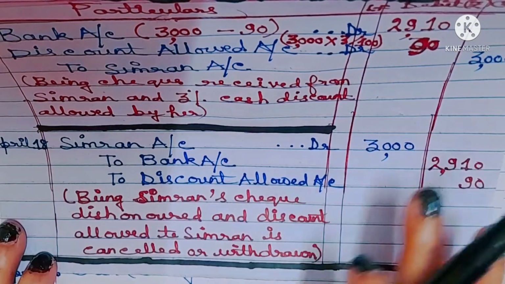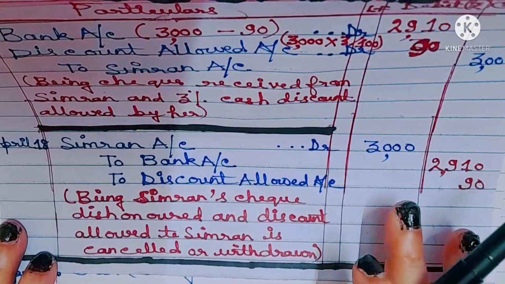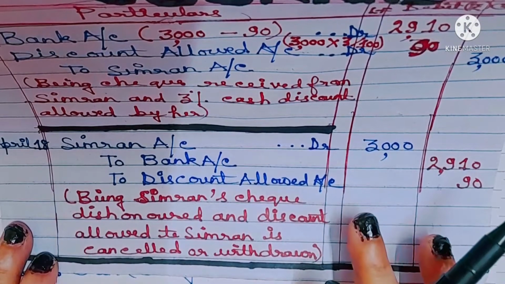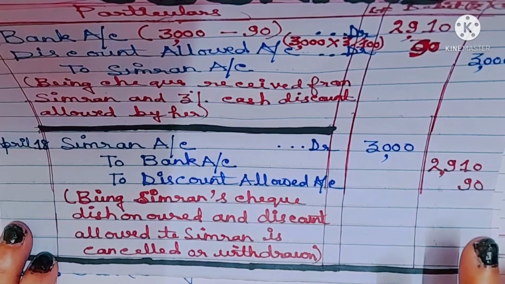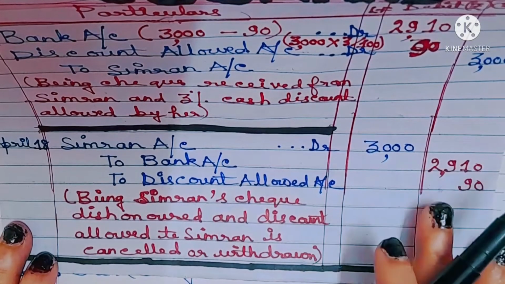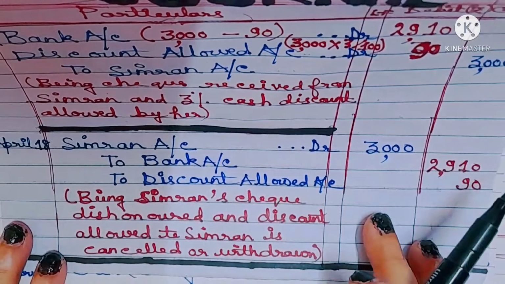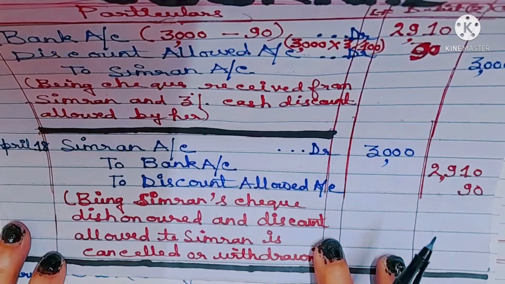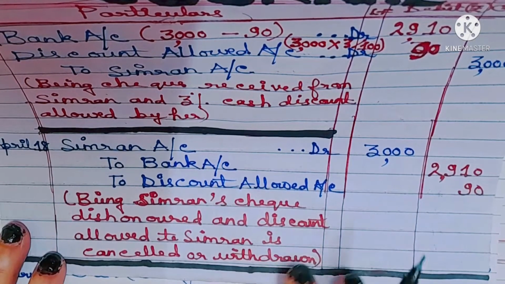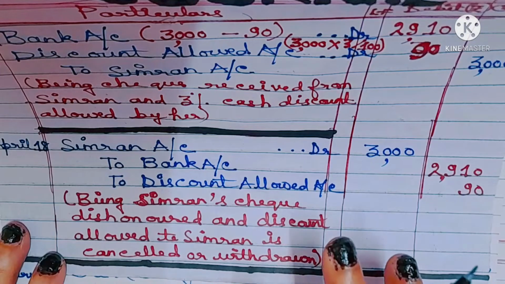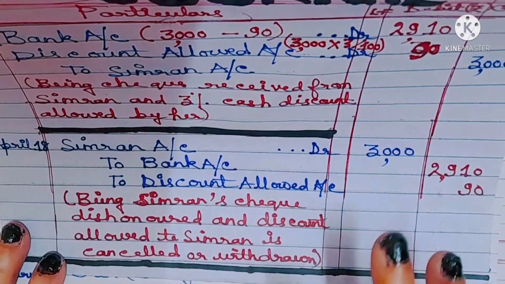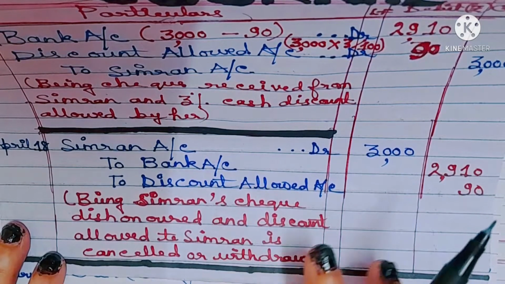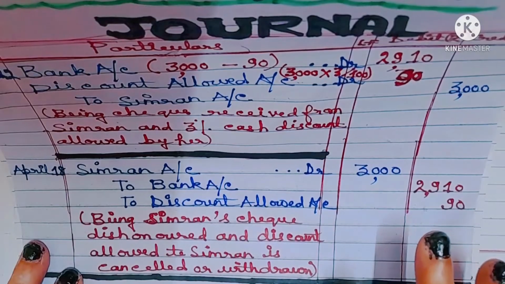Bank receive করতে পারেনি 2910. The reason could be anything. Could be there is no money in her bank account or her signature did not tally. Whatever be the reason, check dishonor হয়েছে. And discount allowed, remember, Ma had allowed her discount on 12th April, 90 rupees. Please remember, I have already told you, discount is conditional. তুমি যদি পেমেন্ট করতে না পারো on the due date, তোমার discount allowed cancel হয়ে যাবে. Remember this thing.